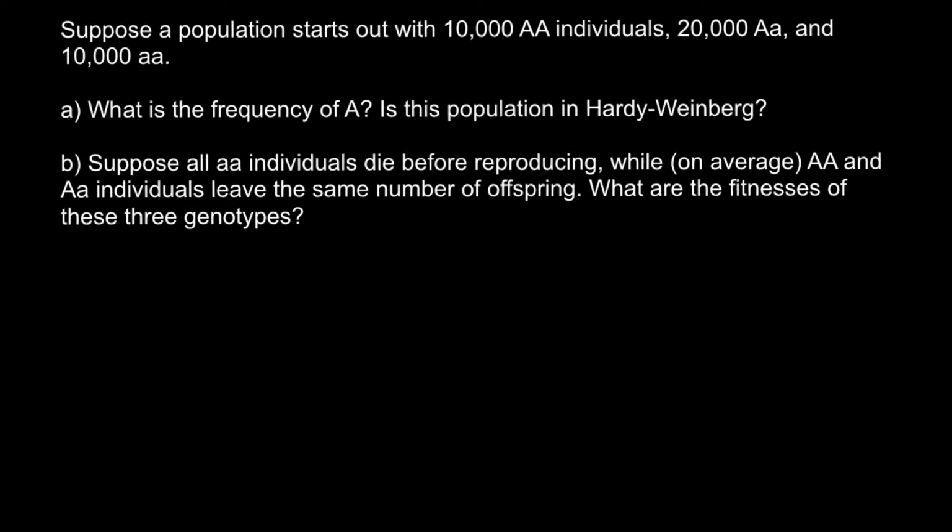And here's a problem. Suppose a population starts with 10,000 homozygous dominant individuals, 20,000 heterozygous individuals, and 10,000 homozygous recessive individuals. Question A: What is the frequency of the dominant allele, and is this population in Hardy-Weinberg equilibrium or not?